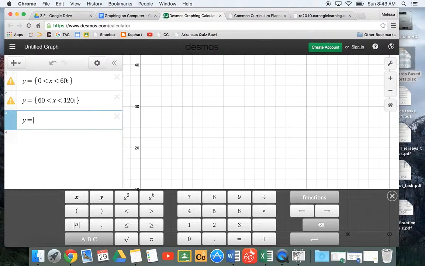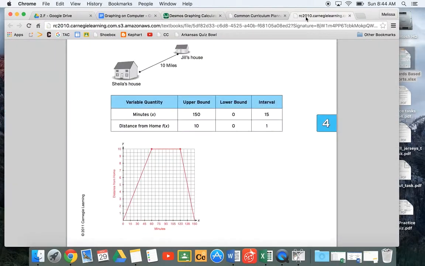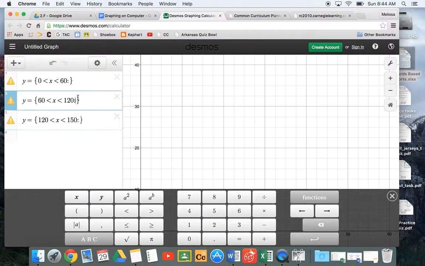Y equals bracket 120 is less than x, which is less than 150. And when I look at the answer that I'm trying to graph, that middle section is just that 10, so that's pretty easy to type in. I can do that fairly quickly.